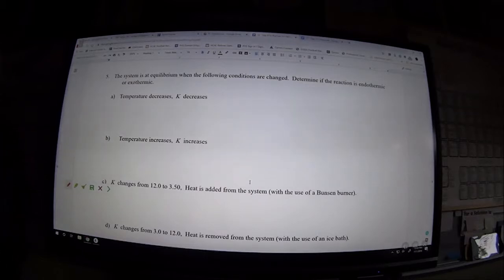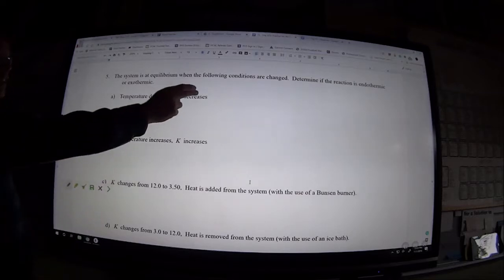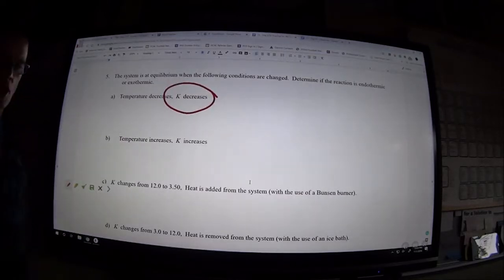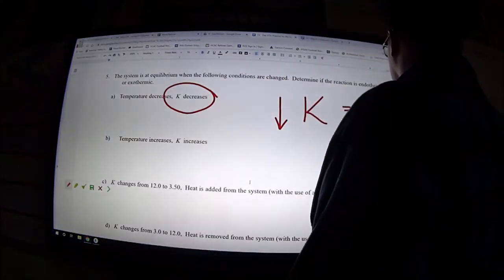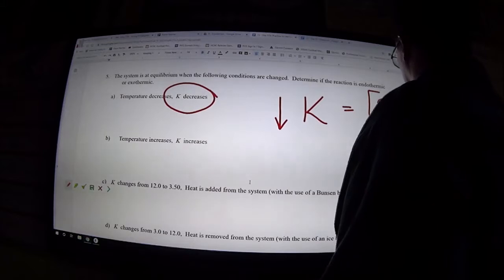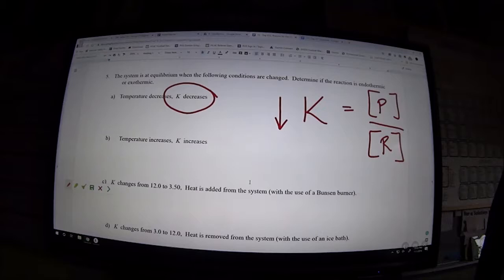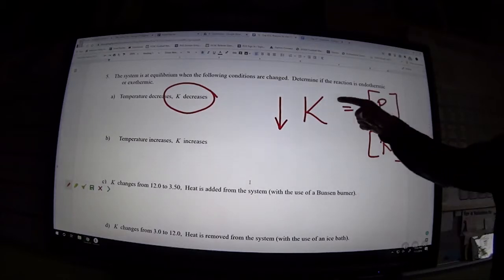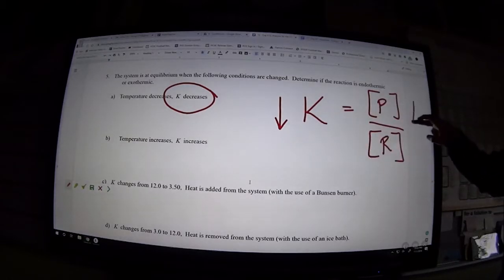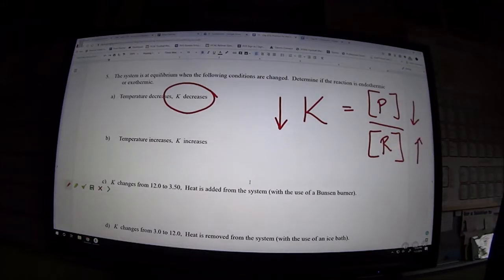So, let's take a look at this first one. A system at equilibrium. So, worry about the shift first. It says K is decreasing. Riley, what is happening to the concentration of the products? Products are going down and reactants are going up. So whatever K is doing, that's what the products are doing. That's the easiest way to remember it. Okay? Whatever K is doing, that's what the products are doing. Therefore, if the products are decreased and the reactants are increased, which way are we shifting?